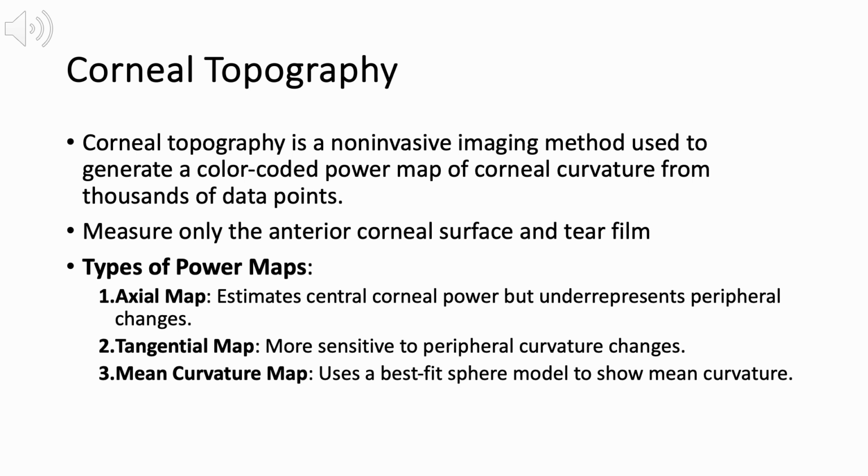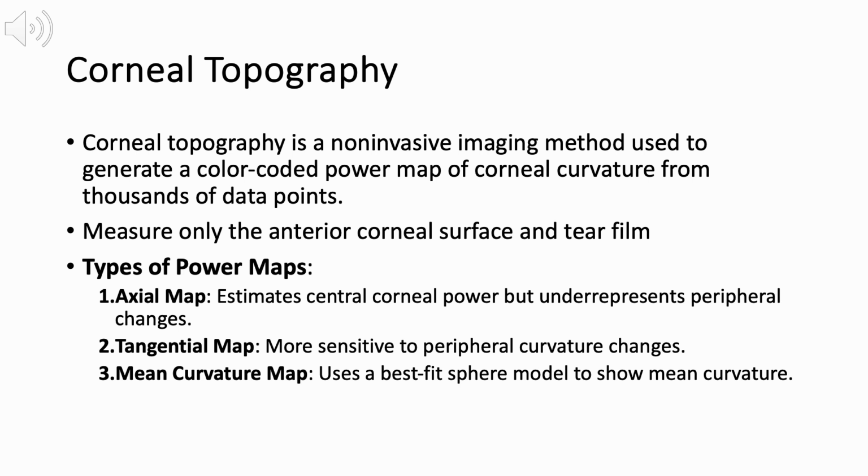Corneal topography is a non-invasive imaging technique used to assess the shape and curvature of the anterior corneal surface and tear film. By analyzing thousands of data points, it generates a color-coded power map that provides detailed information about corneal curvature. This tool is essential in diagnosing corneal diseases, planning refractive surgery, and fitting contact lenses. Several types of power maps are used in corneal topography, each with specific clinical advantages.